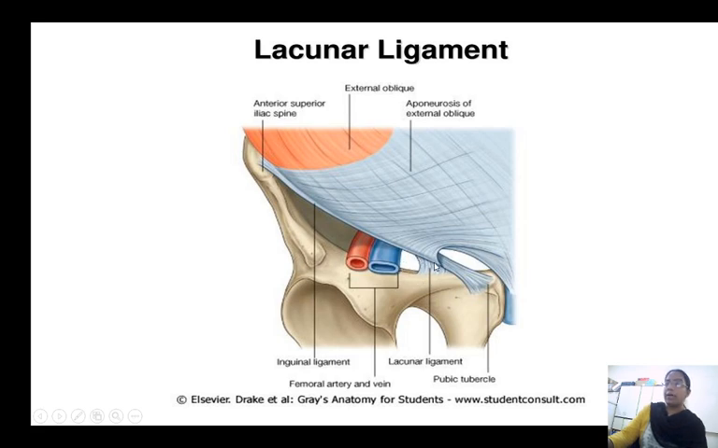Next, the upper part of the lacunar ligament is grooved. This grooved part forms the upper extension of the lacunar ligament. So the apex is at the pubic tubercle, and the base forms the boundary of the femoral ring. The upper, grooved part of the lacunar ligament forms the floor of the inguinal canal.